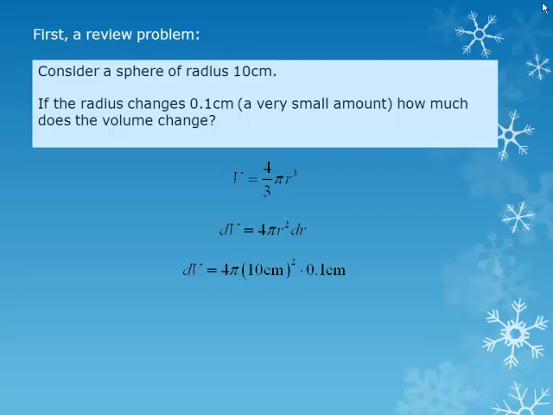Then I can put 10 centimeters in for r and 0.1 centimeters in for dr, because that's the change, right? And when I solve that, I get dV to be 40 pi centimeters cubed. So what we have found is that if I change the radius from 10 to 10.1 centimeters, then our volume is going to change by 40 pi centimeters cubed. Okay, so that's from 4-5.